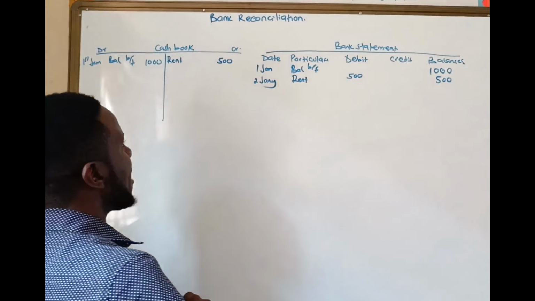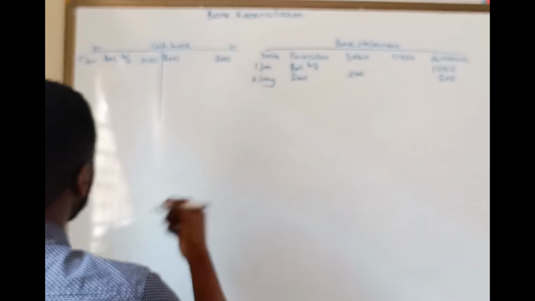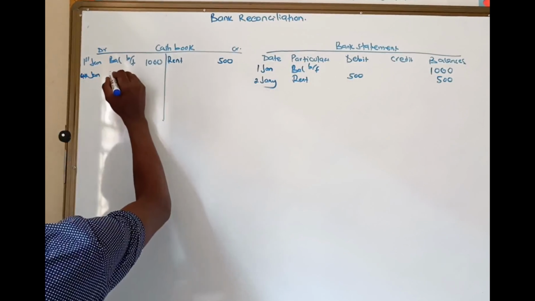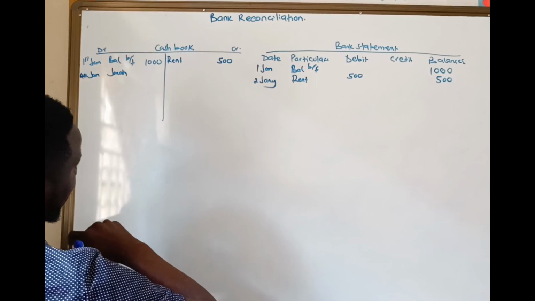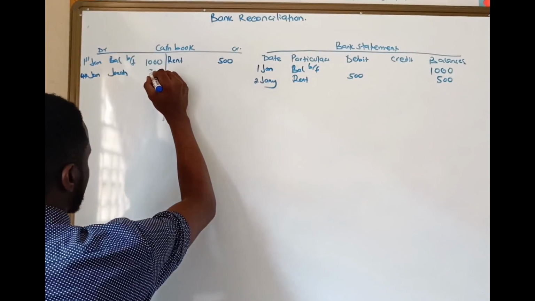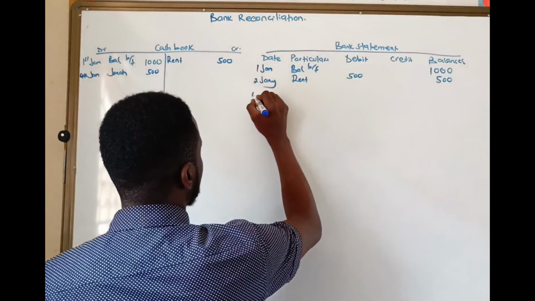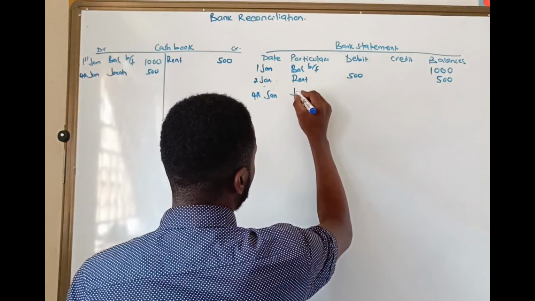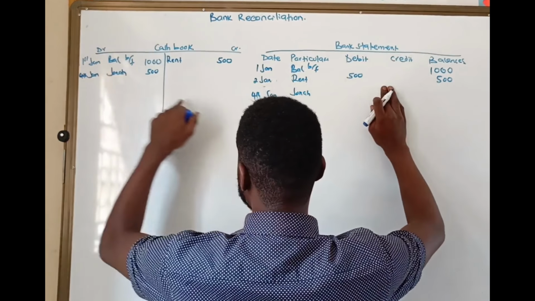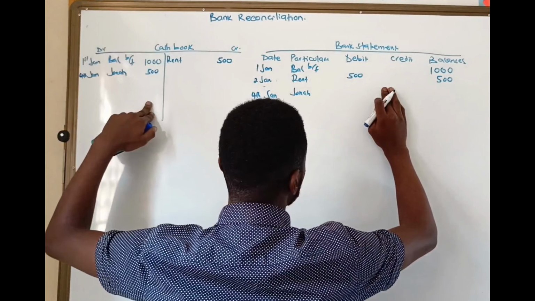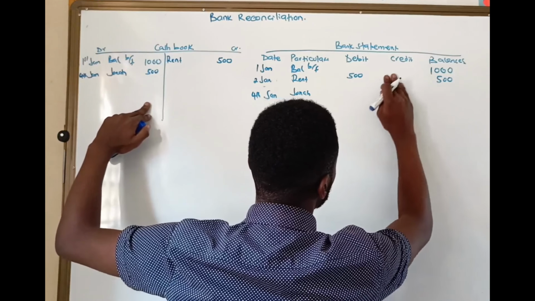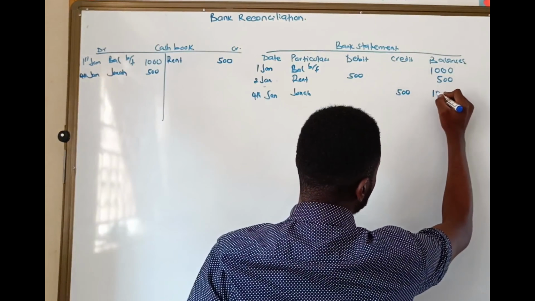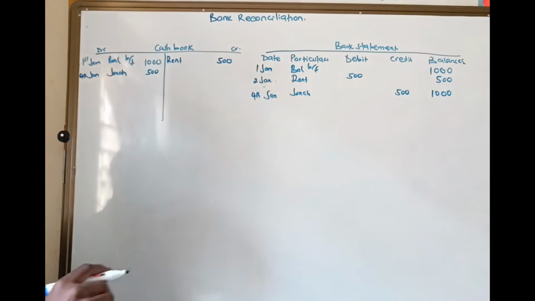Then we might also have, let me say, we received a check from Jonah on the 4th of January, worth 500 as well. So you come, there's 4th Jan, and there's Jonah here, and it's on the credit. Since we are receiving on the debit side of the cash book, when we come to the bank statement, it has to be on the credit side, and it's worth 500. So at the end of the day, our balance should be 1,000. Let me first end here.